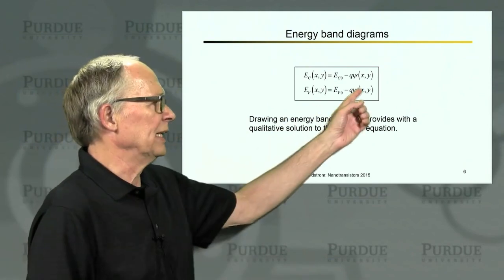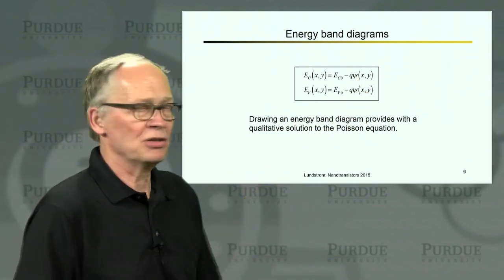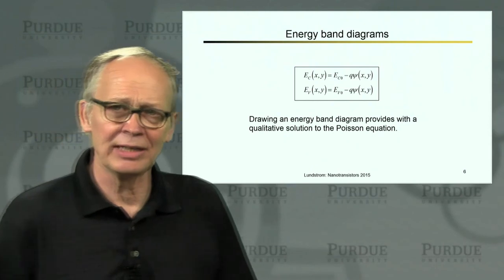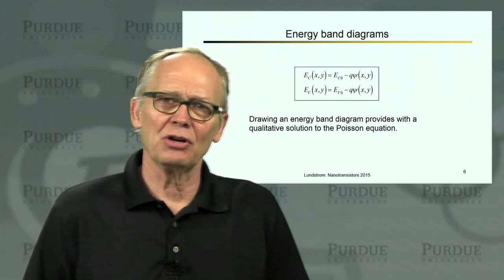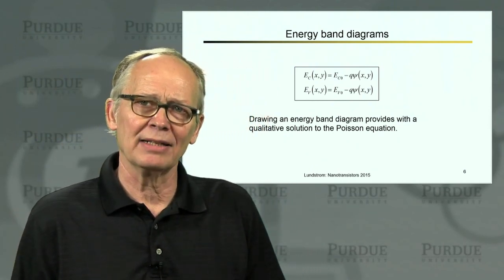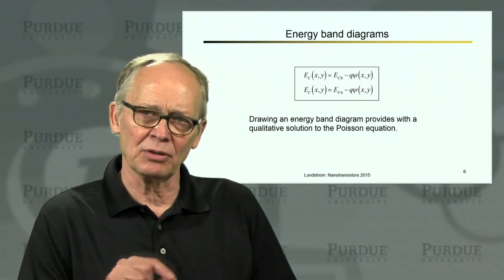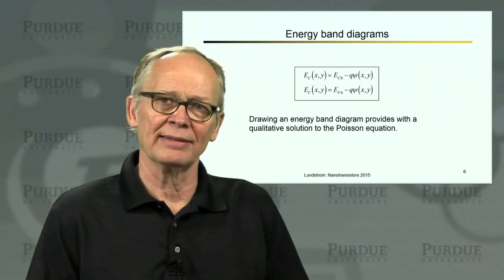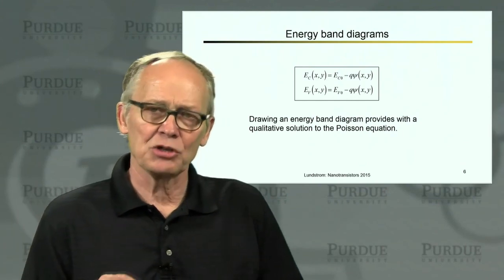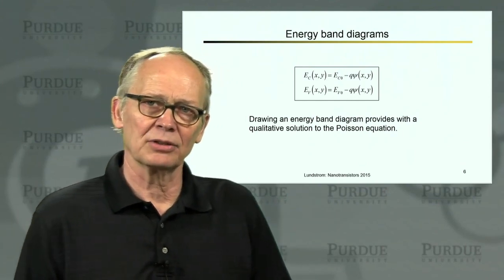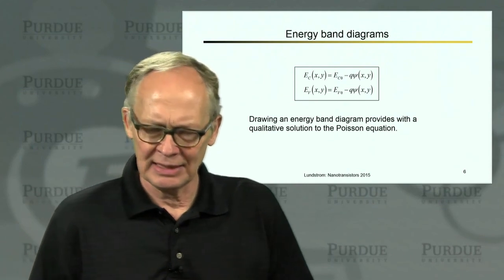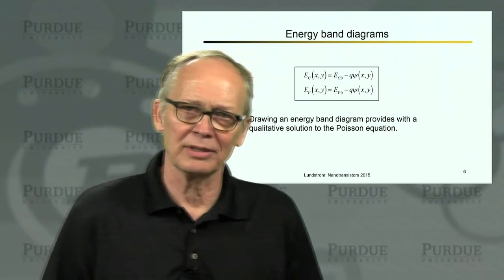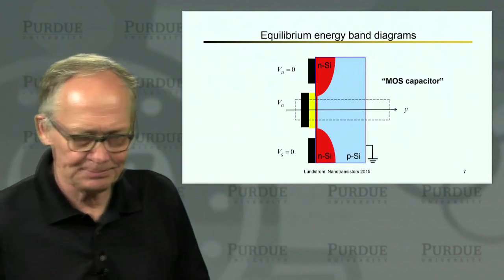So we need to understand the electrostatic potential in order to draw the energy band diagram. But you can always draw an energy band diagram qualitatively, relatively simply, even if you don't have precise numerical values. And when you're drawing an energy band diagram like that, what you're really doing is a qualitative solution to the Poisson equation. That's why it's important to have an ability to draw these energy band diagrams.